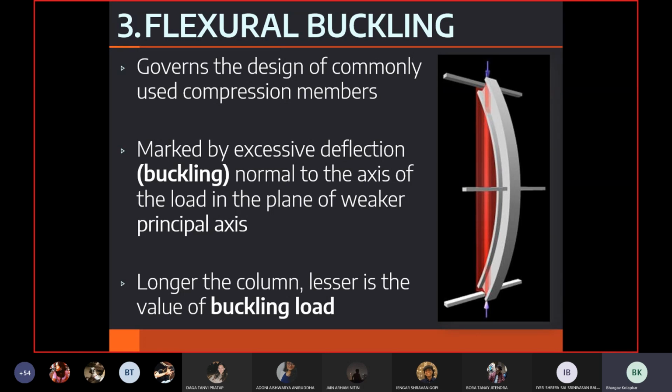So almost all the commonly used compression members fail by flexural buckling, because the reason is simple. If you want to make sure that the column fails by squashing only, then you might have to increase the cross section area of the column, and that might shoot up the cost of the column and then the cost of the entire project. So the normal sections or the normal members are provided in typical buildings. The design strength of the majority of the sections is governed by flexural buckling. Now let us understand what buckling is.